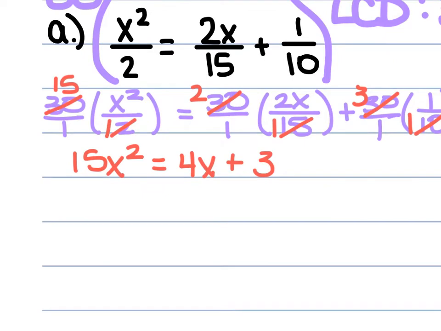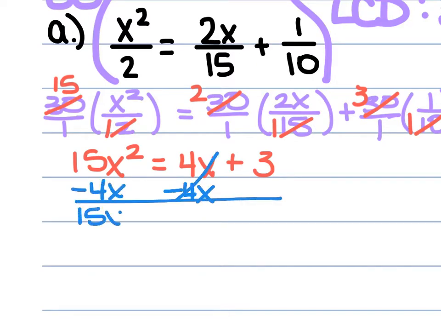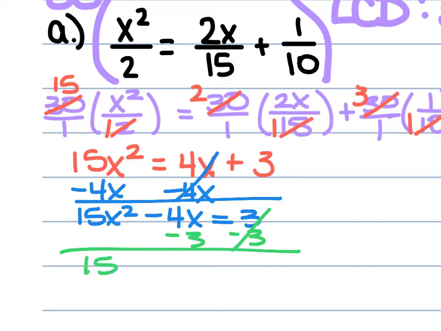So we already know how to do this. We've got to get everything on the same side. So we're going to move that 4x over by subtracting it. We get 15x squared minus 4x is equal to 3. Then move the 3 over by subtracting it. We have 15x squared minus 4x minus 3 is equal to 0.